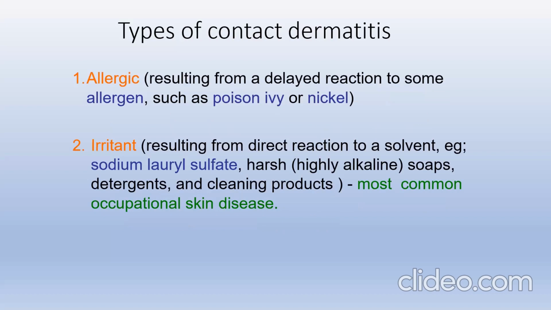Then types of contact dermatitis. First is allergic, which is resulting from delayed reaction to some allergens such as poison ivy or nickel. Second one is irritant, that is resulting from direct reaction to a solvent. Examples are sodium lauryl sulfate, harsh soaps, that is highly alkaline soaps, detergents, and cleaning products. It is the most common occupational skin disease.